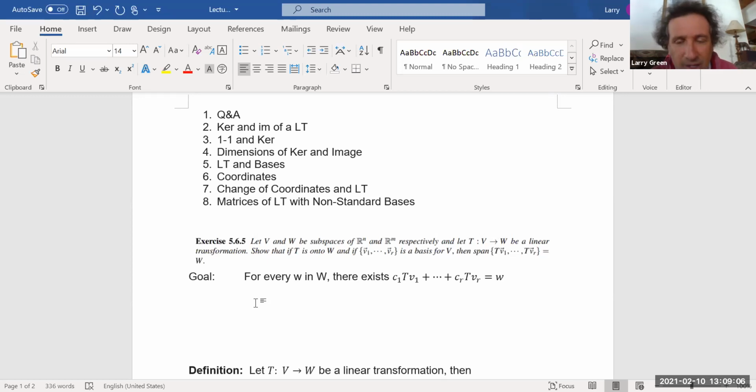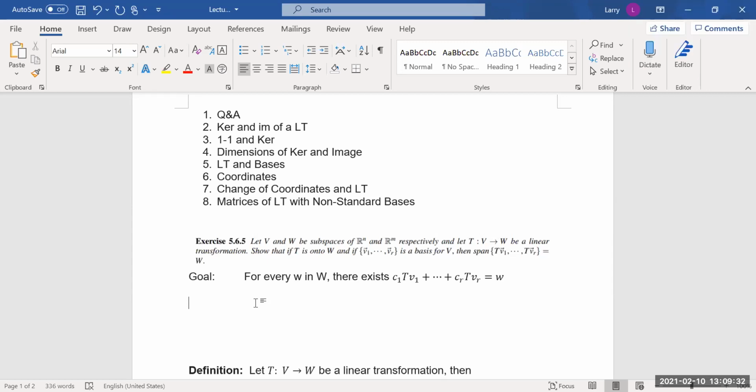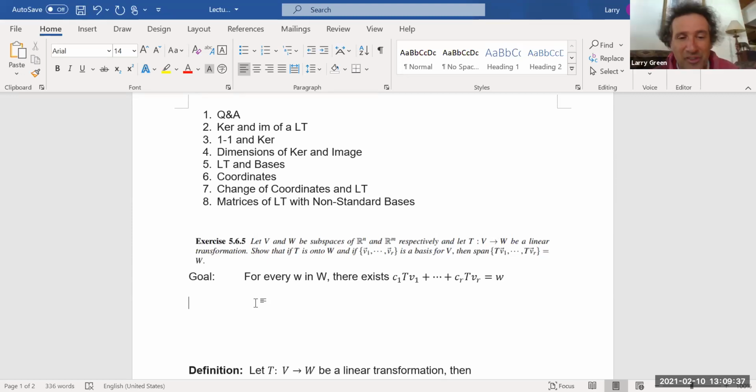Okay, so now that we know what our goal is, let's see what we're given and we can turn it into things that look like this. We are given T is a linear transformation. We're given that T is onto W, okay? So if T is onto W, what does that mean? Who remembers what it means to be onto? It means for every output that there exists an input that corresponds to it. Right, but in symbols.